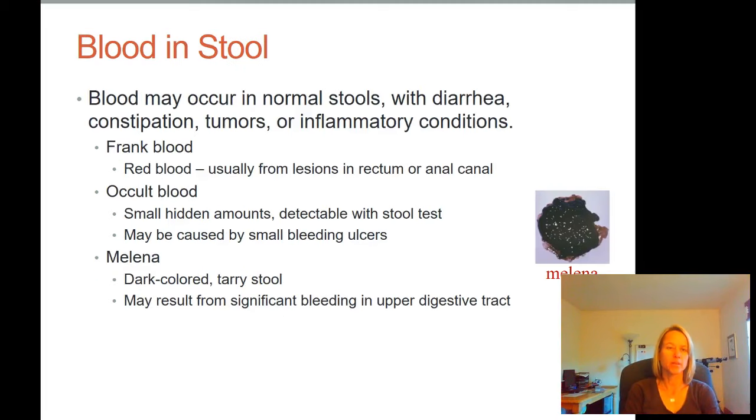Okay, blood in the stool. Blood can occur in normal stools with diarrhea, constipation, tumors, or inflammatory conditions. If we have frank red blood, this is usually from lesions in the rectum or in the anal canal, so this is bright red blood. Occult blood is when we have just small amounts of blood and we have to use a stool test to be able to detect it. That can be caused by small bleeding ulcers. Melena is when we have really dark colored tarry stools, and this is due to significant bleeding in the upper GI tract.